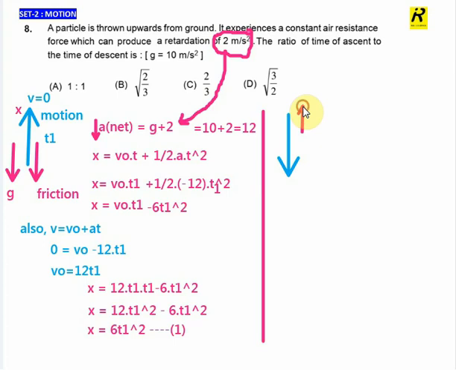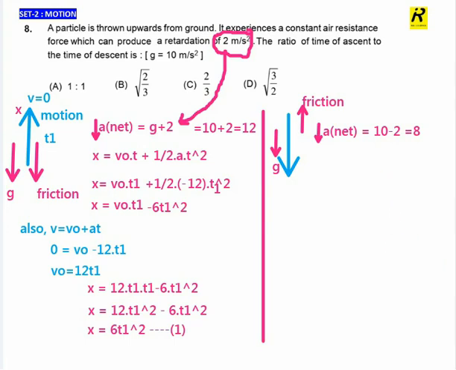The frictional force will act upward, whereas the acceleration due to gravity is always downward. So this is friction, and acceleration due to gravity is here. In this situation, a net is equal to g minus upward friction, which is 10 minus 2, which is 8. So this is acting in a downward direction. So a net is in a downward direction.